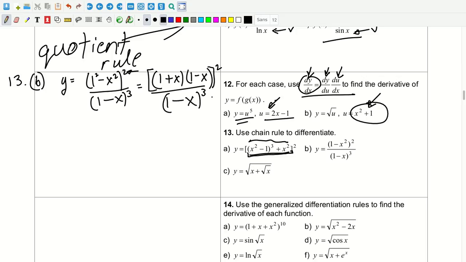The reason we want to do that is that we can cancel two factors of 1 minus x with two factors of 1 minus x. So we end up simplifying with (1 plus x) all squared on the top and 1 minus x on the bottom. Now it's easy. Just set u equal to 1 plus x, that's the nastiest part.